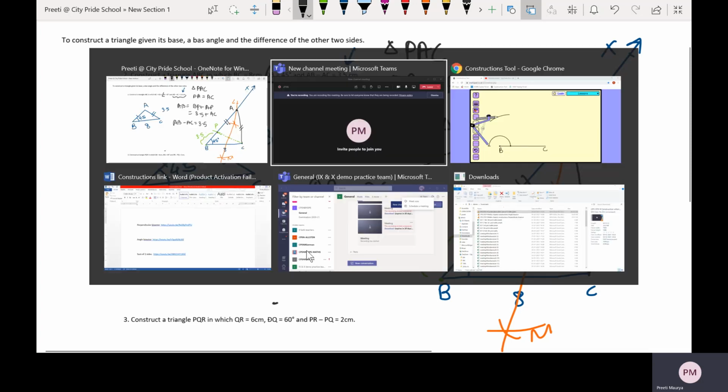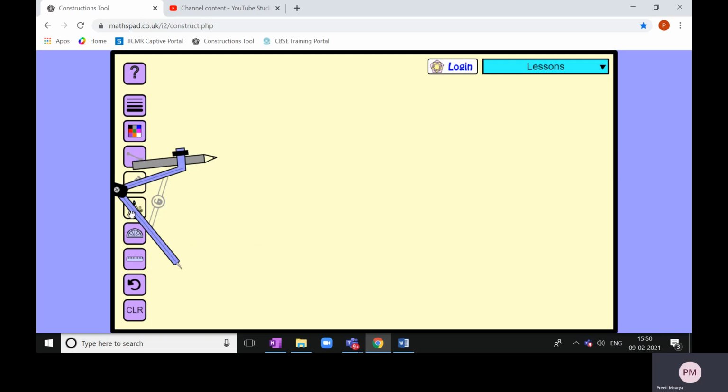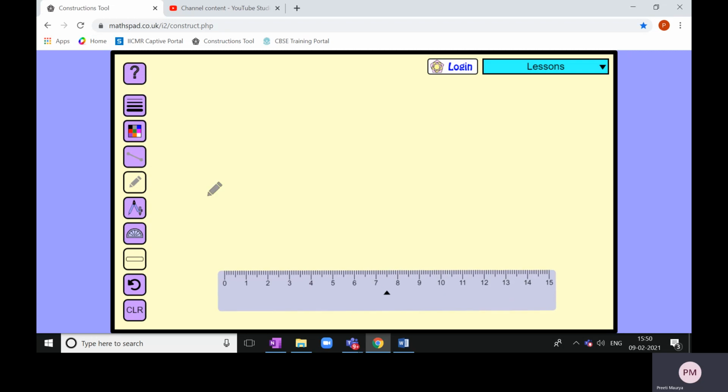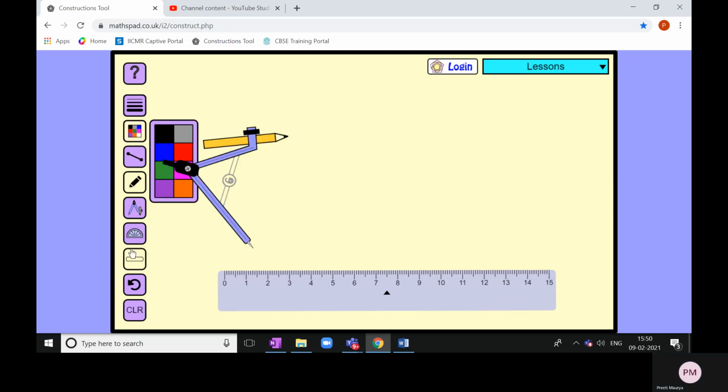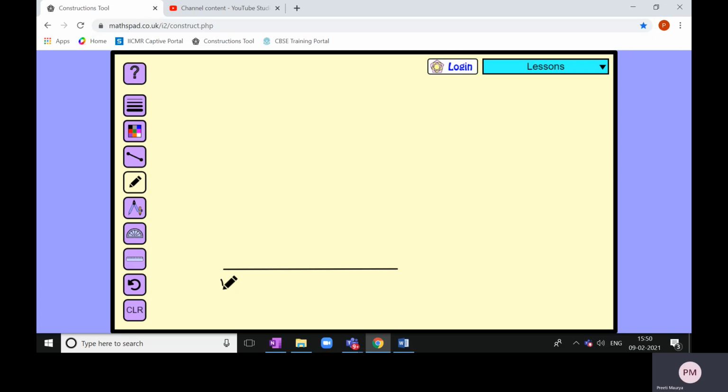So for this we will take an arc. First we will take the compass and the ruler and make the base of 8 centimeters. So let us make BC equal to 8 centimeters. Here this is my BC, which is equal to 8 centimeters.